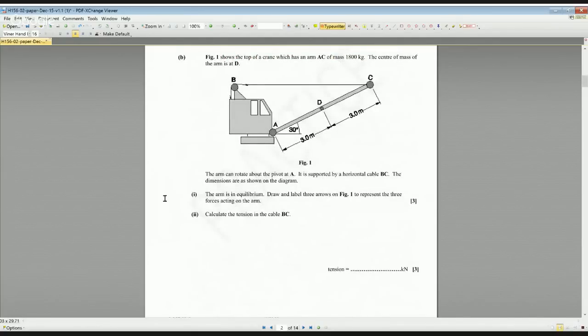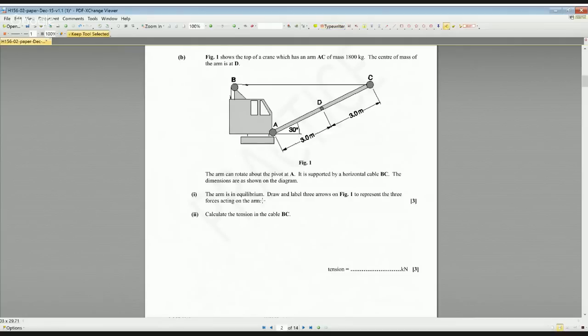Part B gives us a question about a crane here. It's saying the crane arm can pivot around point A, and it's supported by this cable along here, BC, as shown. It says the arm is in equilibrium. Draw and label 3 arrows on figure 1 to represent the 3 forces acting on the arm.